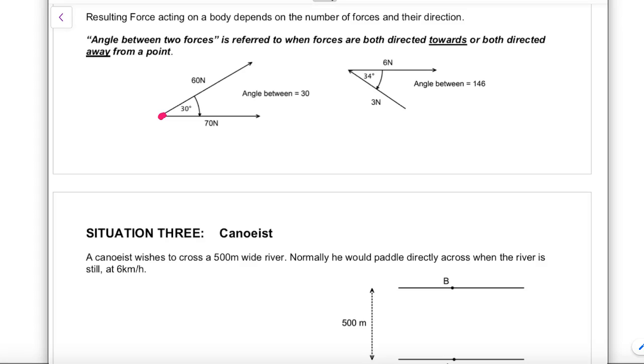In my next example, you can see that one force is going inwards and one is going outwards from this point here. So if we actually moved this vector over and placed it, we would find that the angle that's actually working between them is 146 degrees.